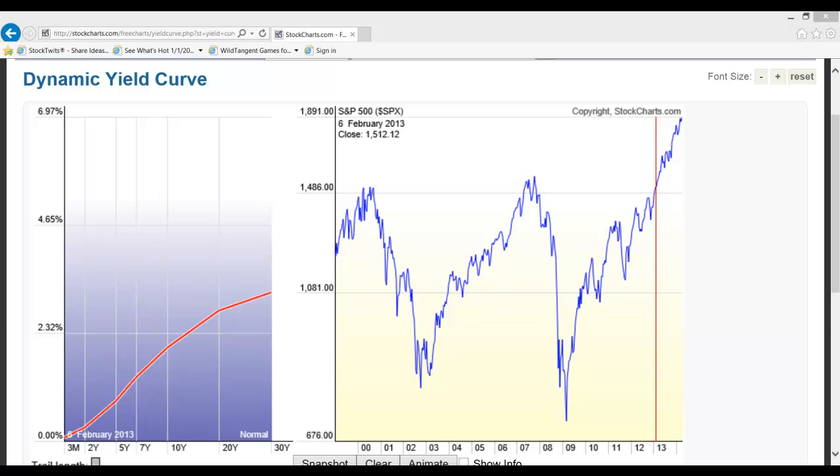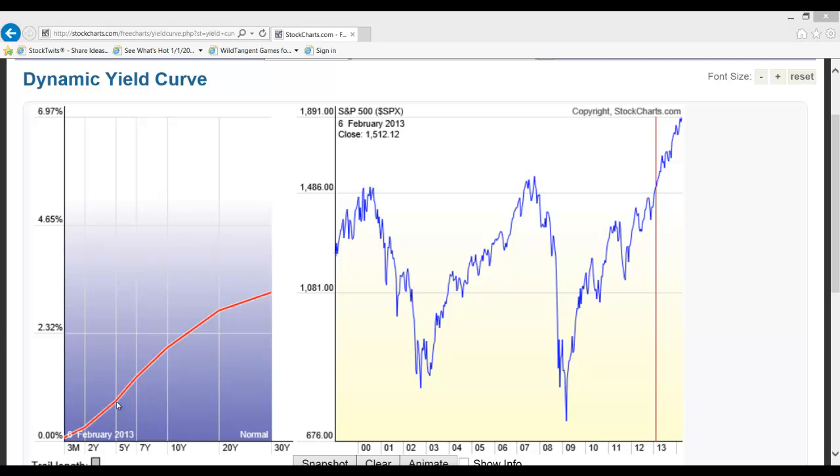And let me explain what these two charts are here. This is a dynamic yield curve. We're going to be able to manipulate this, and I'll be able to show you. This is the yield curve. This is a 3-month Treasury bill, 2-year, 5-year, 7-year, 10-year, 20-year, 30-year. This is the interest rate for a 3-month T-bill, probably 0.25, 0.30, and the 2-year, probably less than 1%.